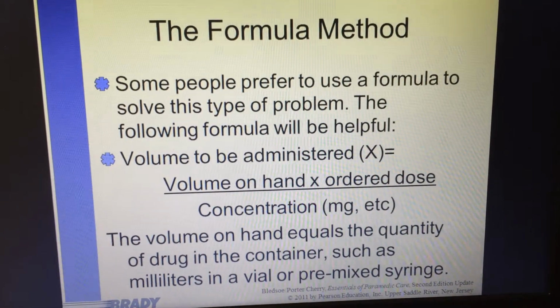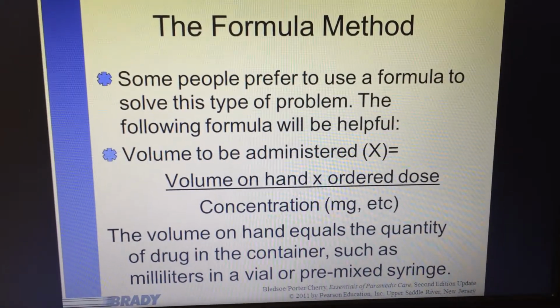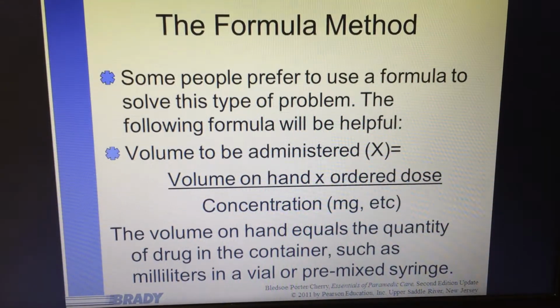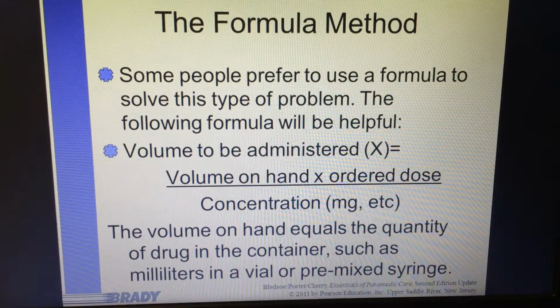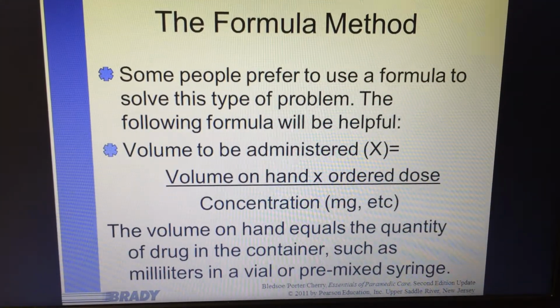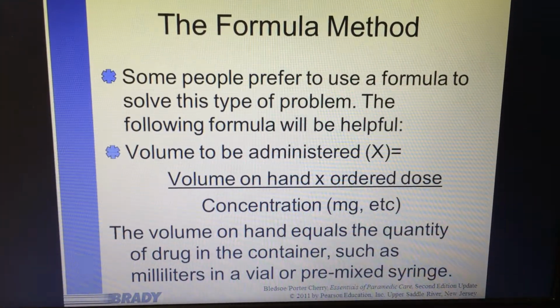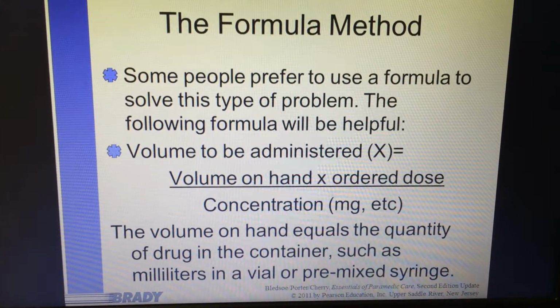Okay, so I'm going to be doing a review for you for the upcoming test, and I'm going to go over all the different lectures I've done for you recently. First thing I'm going to do is start with our drug calculations.